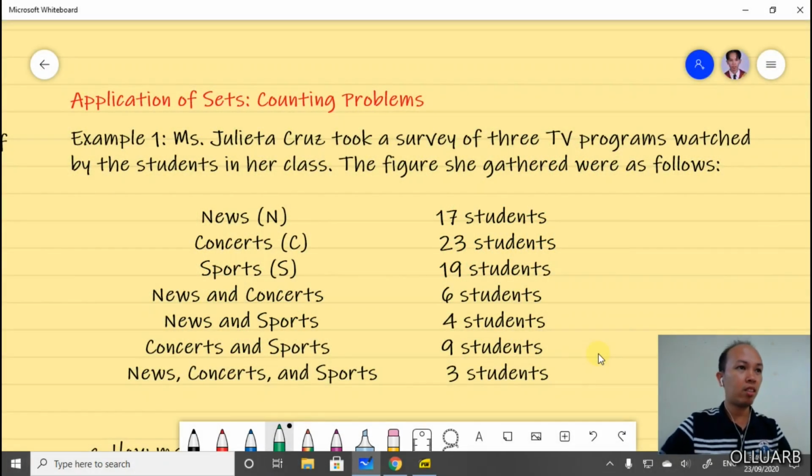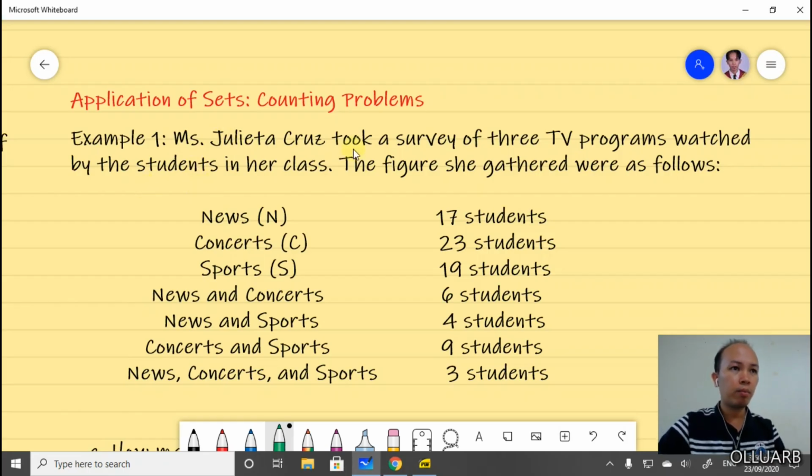Hello everyone, this is our last topic about sets and set operations. And the last topic is entitled application of sets. This is all about counting problems. So in here, I am going to give 2 examples, and let me remind you that not all word problems can be solved using algebraic solutions. Sometimes there are problems where you will use the idea of sets. Okay, so we have example number 1.